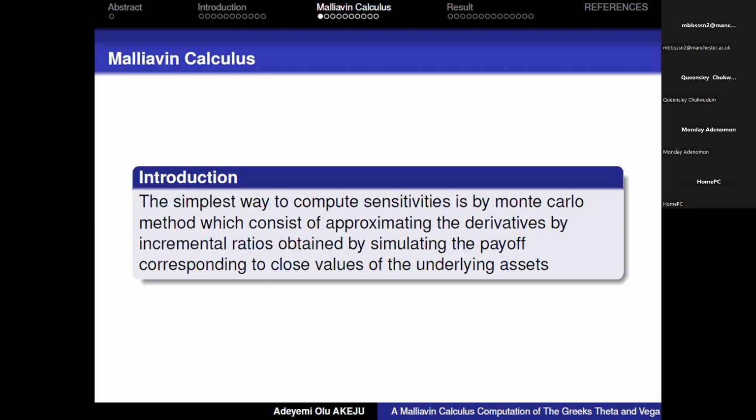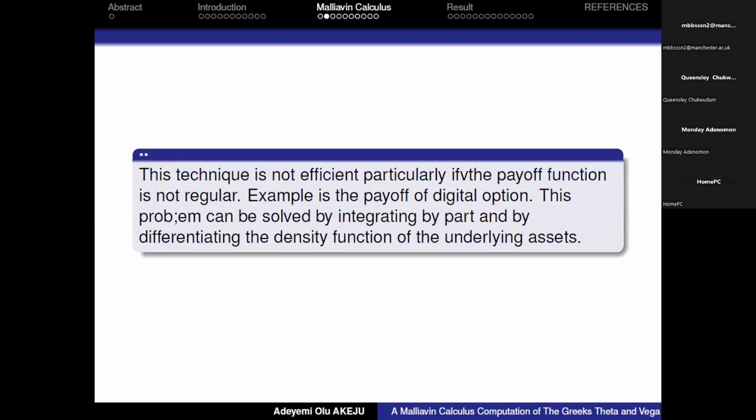Now, coming to Malliavin calculus, the simplest way to compute sensitivity is often by the Monte Carlo method. This method consists of approximating the derivative by the incremental ratio, which is obtained by simulating the payoff corresponding to the closed value of the underlying asset. What we discover is that the Monte Carlo technique is not efficient, particularly if the payoff function is not a regular one. An example is the payoff function of a digital option.